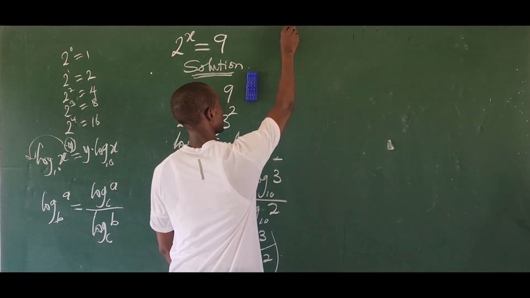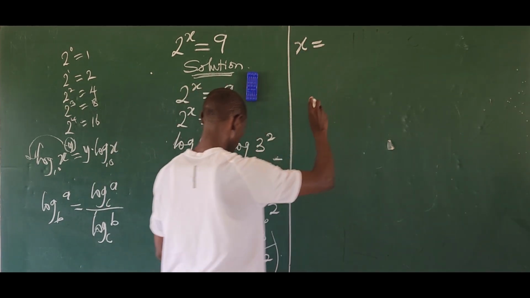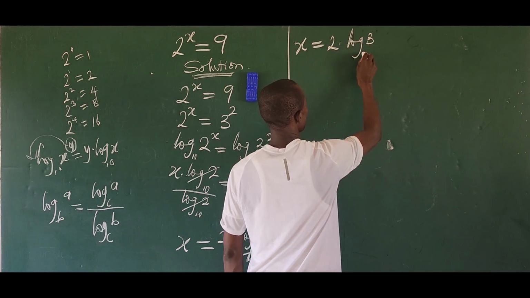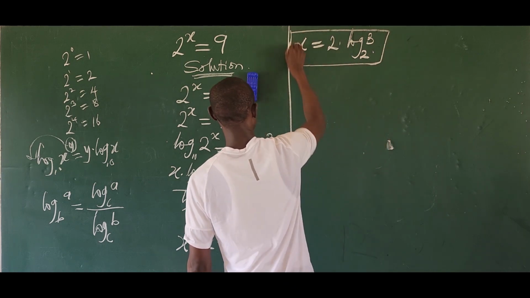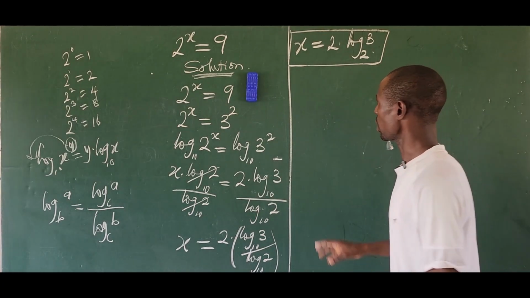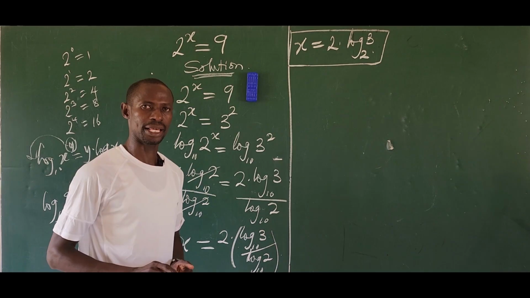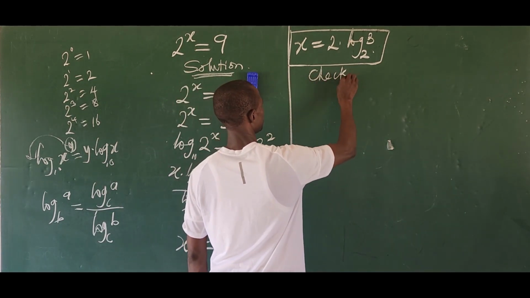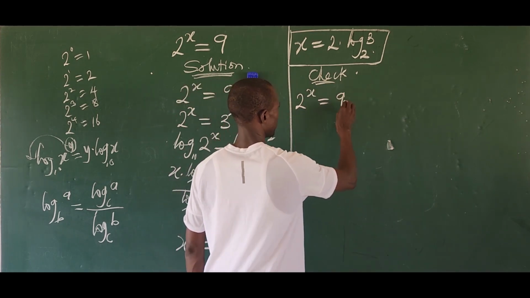And so we want to rewrite this answer here. Rewriting this is going to give us x will now be equal to 2 times log 3 base 2. So this is the final form of expressing our x. Now, we want to do a simple check. We want to put the whole of this expression in here and see if it will satisfy the equation. So we're doing the verification. So we are going to take here check. Our question is 2 to the power of x is equal to 9.